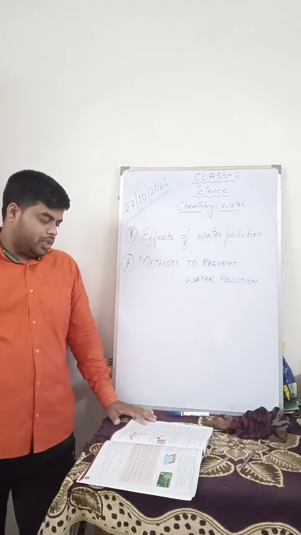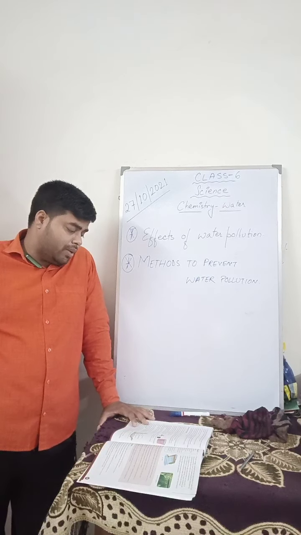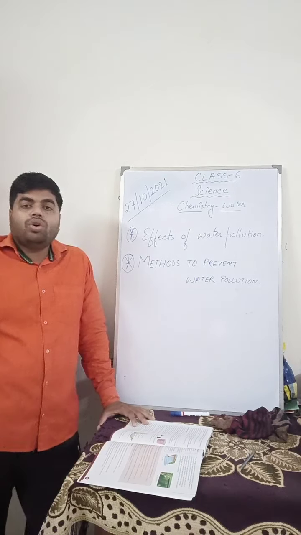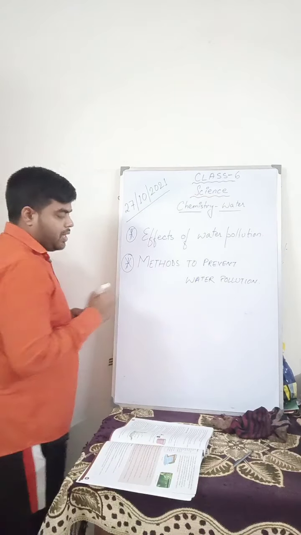Modern irrigation methods like drip irrigation and sprinkler irrigation should be used instead of flooding the field with water. Flooding the field with water leads to runoff water that carries fertilizers with it and pollutes the nearby water. So there should be modern facilities, modern irrigation. What do you mean by drip irrigation?